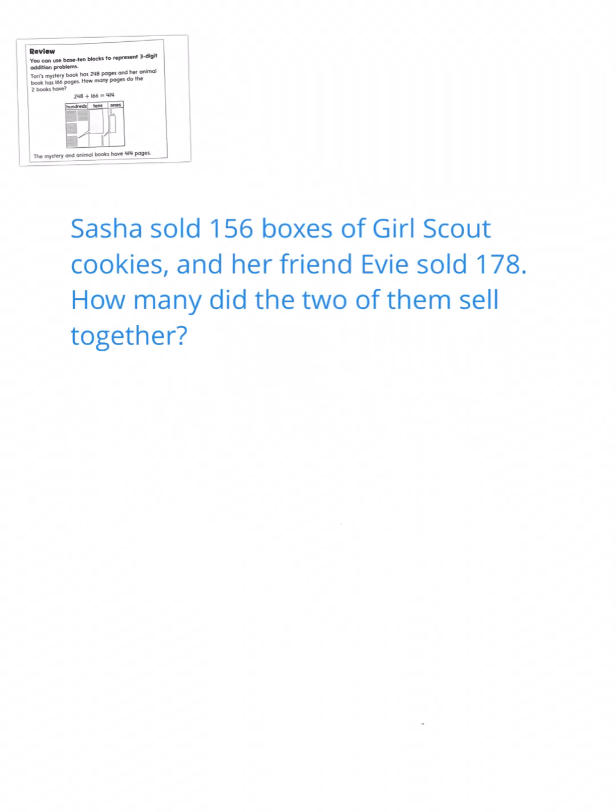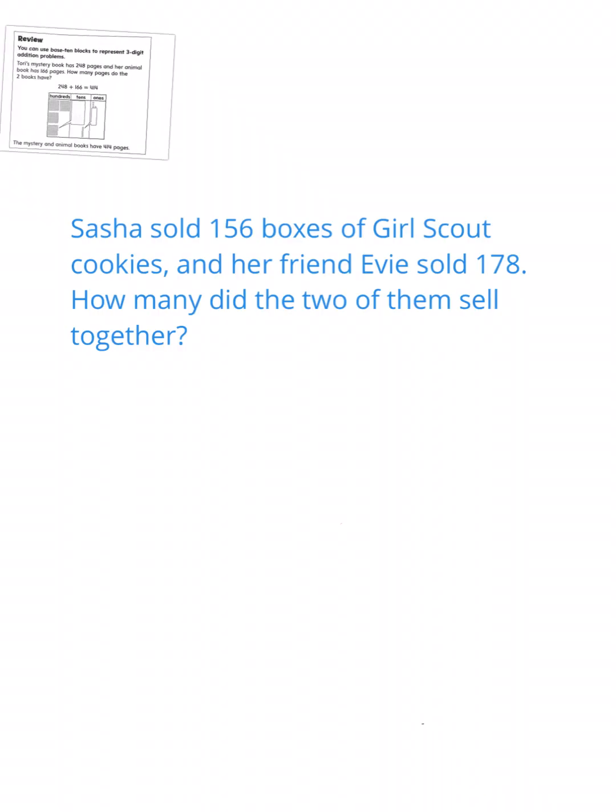So I made up a similar question with something that's on my mind these days, which is Girl Scout cookies. Sasha sold 156 boxes of Girl Scout cookies and her friend Evie sold 178. How many did the two of them sell together? So I can make a quick drawing here.